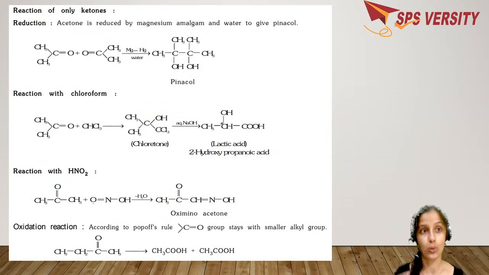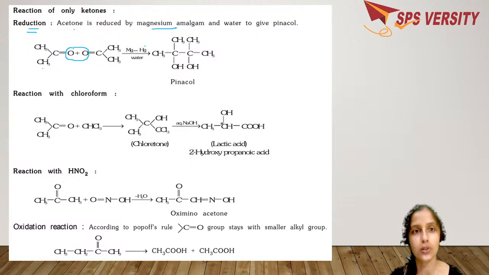Then the reactions of ketones only. If you remember the Clemmensen reduction where you use zinc mercury amalgam, in that reduction you converted a C=O group to a CH2 group, that's a carbonyl group to a methylene group. Now if acetone is reduced by magnesium amalgam, you are taking magnesium and mercury, that's magnesium amalgam, and the two CH3 groups remain, the carbonyl gets reduced and you get OH. This is called pinacol. This again rearranges to give pinacolone.